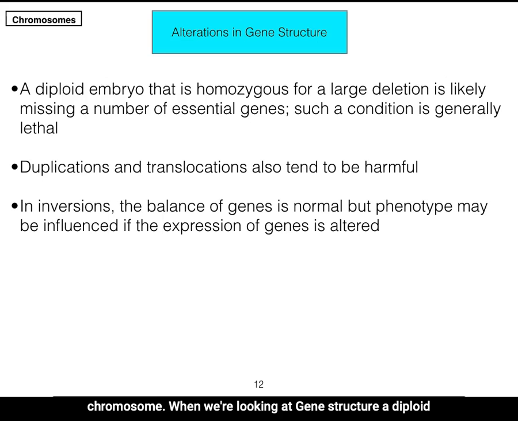When we're looking at gene structure, a diploid embryo that is homozygous for a large deletion is likely to be missing essential genes. Such a condition is generally lethal. Duplications and translocations also tend to be harmful. With inversions, the balance of genes is normal, but the phenotype might be influenced if the expression of the gene is altered.